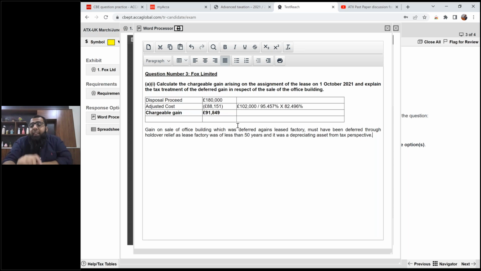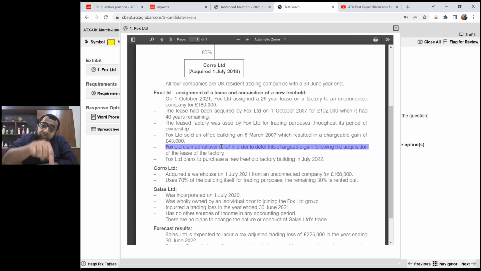Now, this is the place where the students make an error. You must ask me, sir, here in the question, he used the word rollover, but you are saying that it must be deferred through holdover. Now, what you need to understand is that the examiner always uses the word rollover. The examiner does not use the word holdover in the question. He always uses the word rollover. By the word rollover, he means to say deferral.